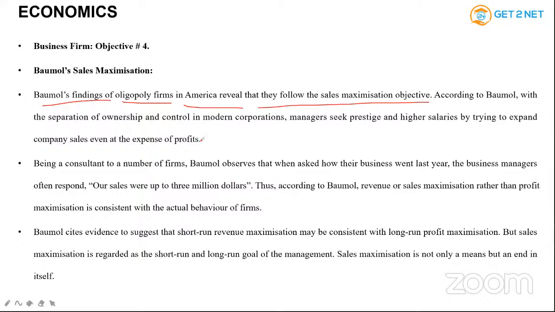According to Baumol, जब हम ओनरशिप एंड कंट्रोल को मॉडर्न कॉर्पोरेशंस में सेपरेट करते हैं, तब मैनेजर्स हमेशा प्रेस्टीज और हायर सैलरीज के पीछे रहते हैं. ओके, तो वो लोग कंपनी सेल्स को बढ़ाने की कोशिश करते हैं even at the expense of profits. हमारे दिमाग में है कि हम अगर सेल्स बढ़ा दें तो प्रॉफिट तो आएगा ही, but in certain conditions it is not required that if sales are higher, profit will also be higher. No, there are various exceptions to these cases.